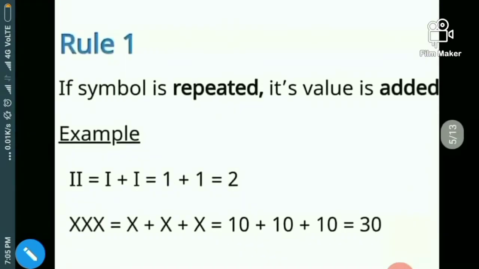Next we'll see some rules. Rule 1. If a symbol is repeated, its value is added. If any symbol is repeated, its value will be added. Here you see I, 2 times I is written. So I is repeated here, so its value will be added. I plus I is equal to 1 plus 1, which is 2. Here you can see X is repeated, 3 times X written here. So the value will be added. X plus X plus X is equal to 10 plus 10 plus 10, which is 30.